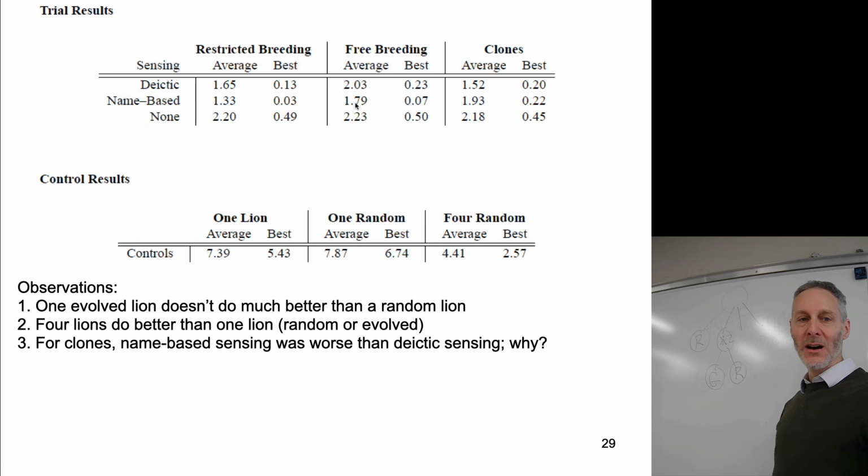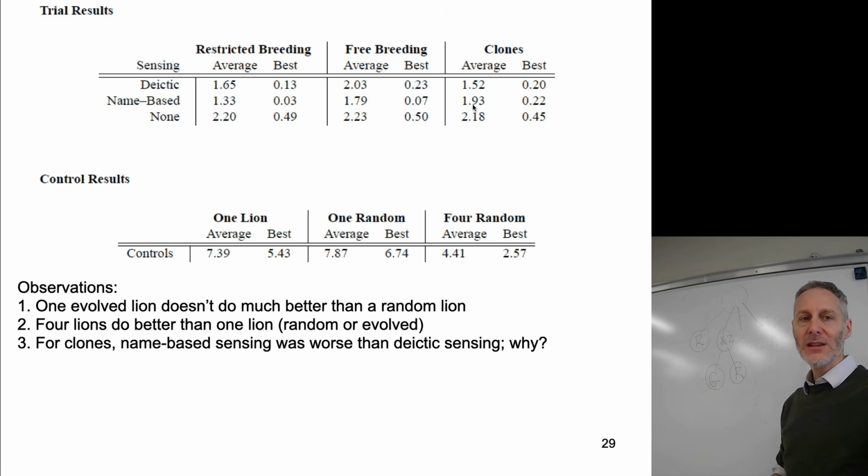Let's make some observations among the 9 experimental variants first. An interesting result is if we look at clones, name-based sensing, where is name-based sensing? Here. Name-based sensing for the clones was worse than deictic sensing. So we're looking at 2 experimental variants in which the lions are all running identical controllers, but the ones that had name-based sensing did worse than the ones that had deictic sensing. Why? This is just to build up our intuition for what's going on here. Is it because name-based is more ideal for specialization of different tasks, and if you're giving everyone a clone of it, you can't do specialization in that case?